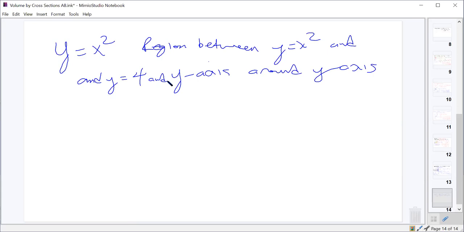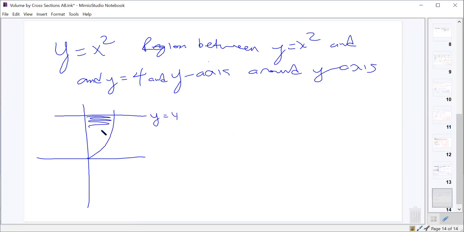Everybody good with that? You guys want to see if you can set this one up on your own? I'll give you a couple minutes here to set it up and try and work through it. Actually, I'll sketch it first, just so we're all on the same page. So y equals x squared, the y-axis, and y equals 4. We're looking at this region going around the y-axis. See if you can set up the proper integral and evaluate it.